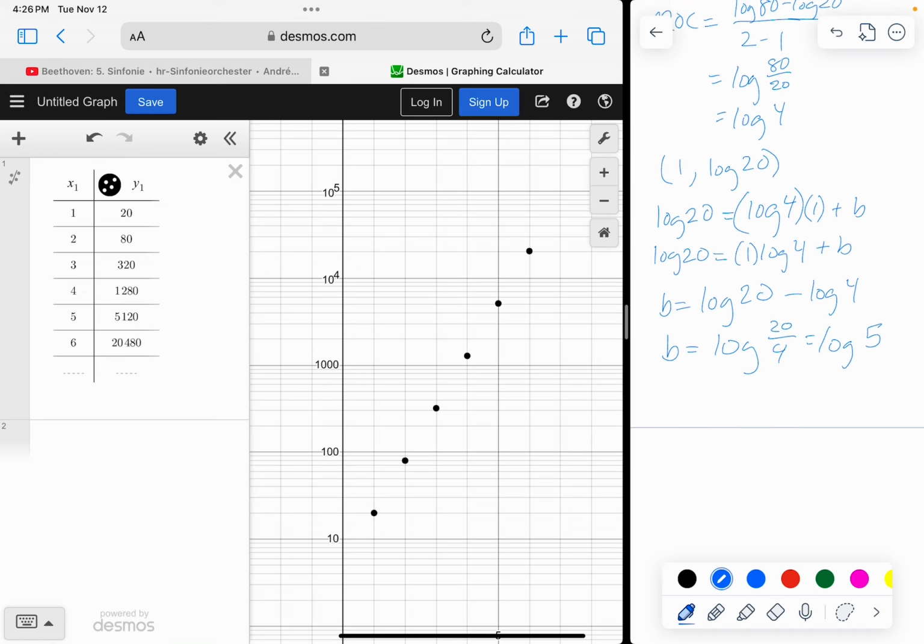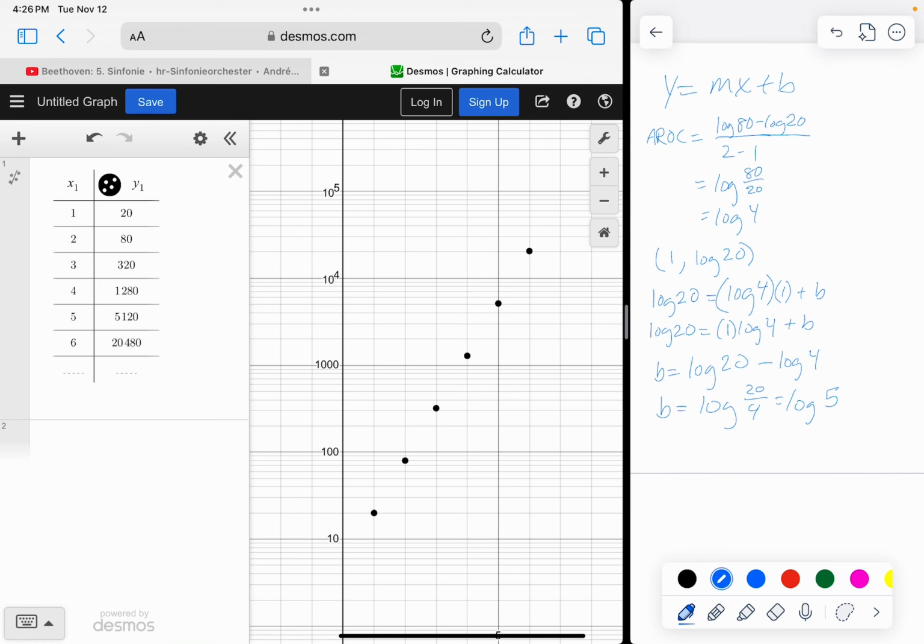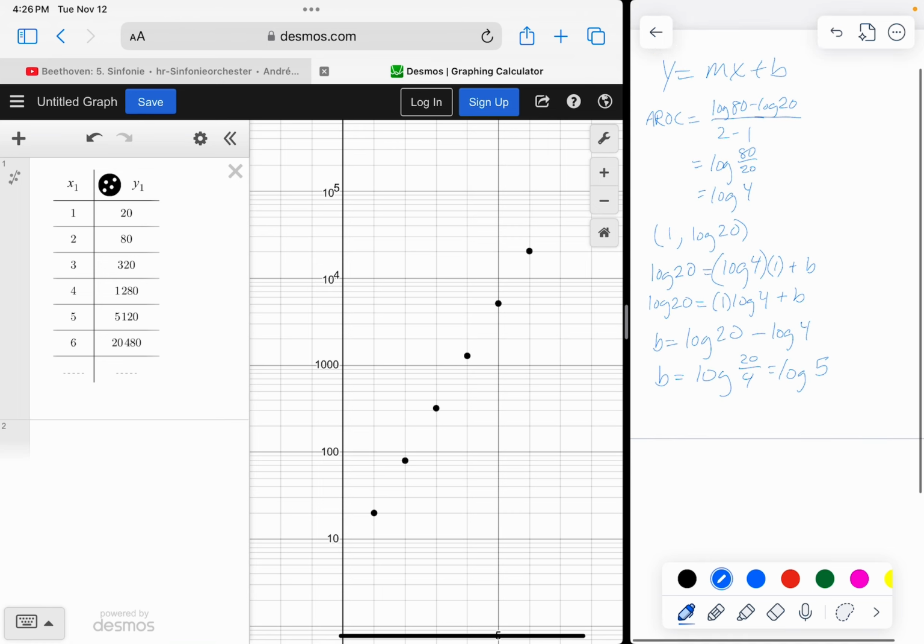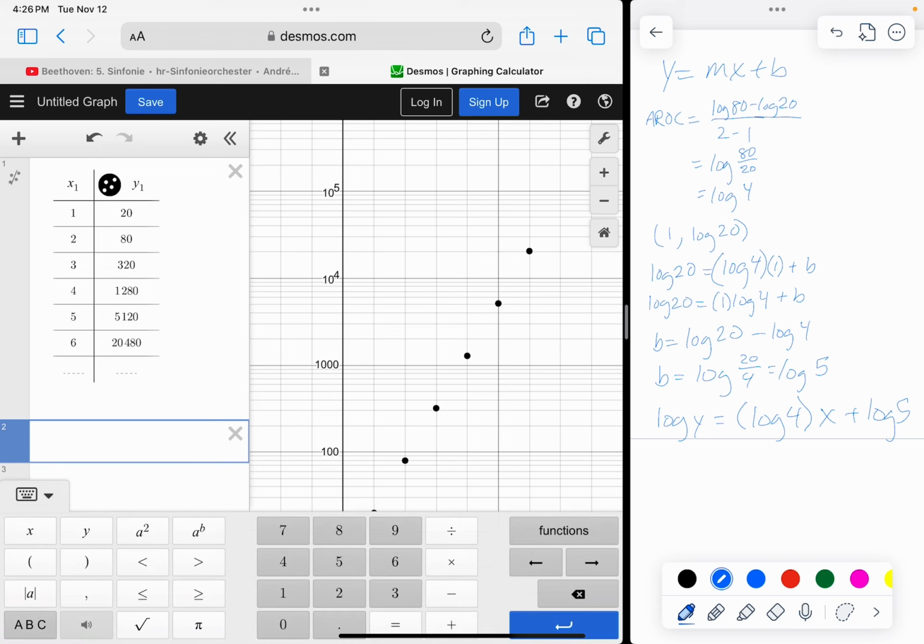So what happens here is the y value is not just going to be y equals these sorts of things. It ends up being log of y is equal to m, what's the m value? Log of 4 times x plus, what's the b value? Log of 5.